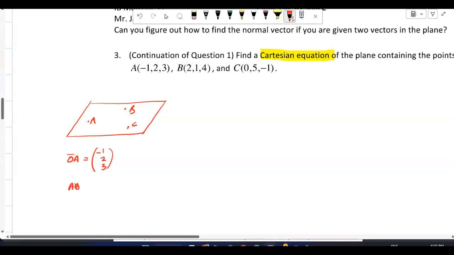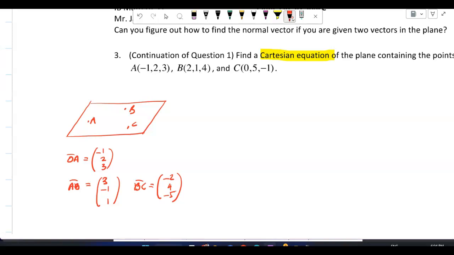You can refer back and tell me what AB was. So AB was 3, -1, 1. And BC was -2, 4, -5. We found it earlier, so you can do B minus A, and you can do C minus B and get this. Now what we are getting is vector AB and vector BC. We are getting these 2 vectors.